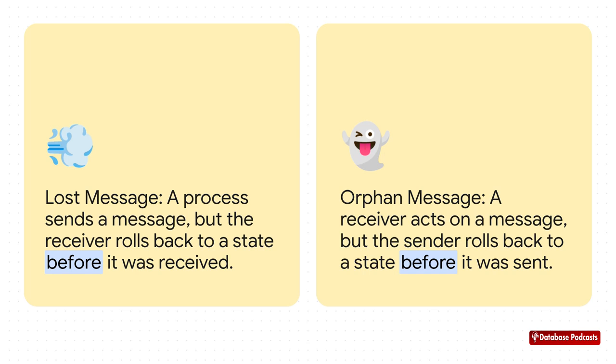This thing is a true paradox. A process gets a message and does something because of it, but the sender rolls back to a state before it ever sent that message. So now your system's state is based on something that, according to its own history, never even happened.